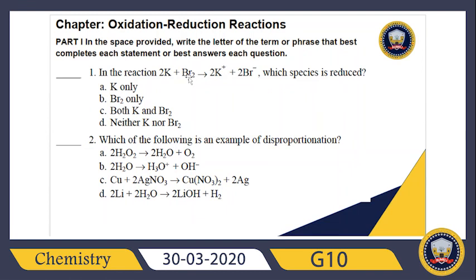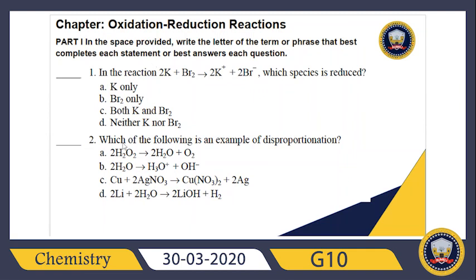Br2 only. The oxidation number of Br2 is 0, going to 2Br-. So the oxidation number has decreased. So it is reduction. The answer is B.